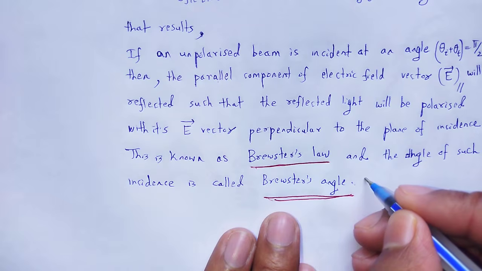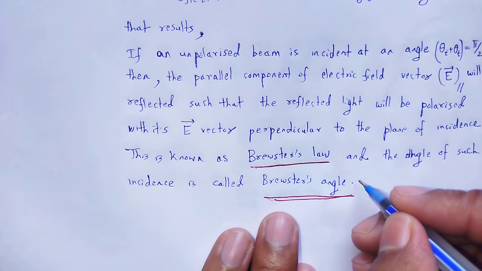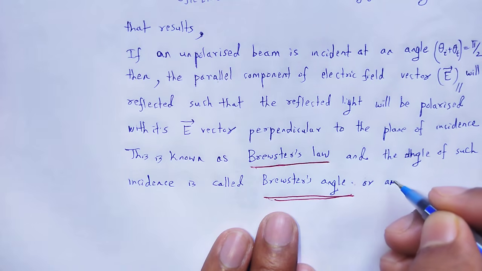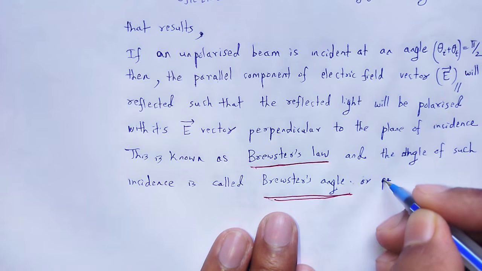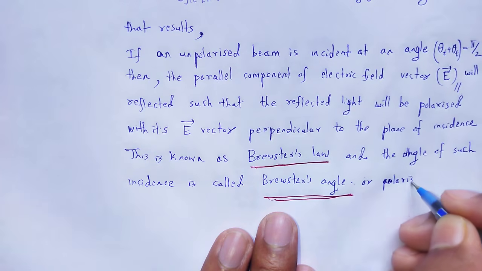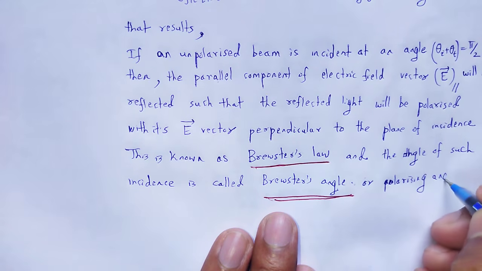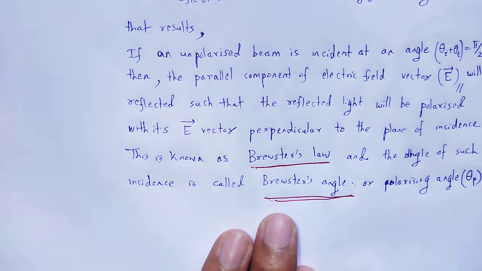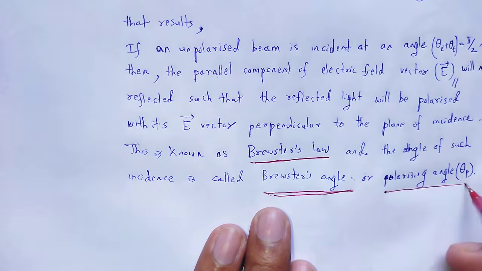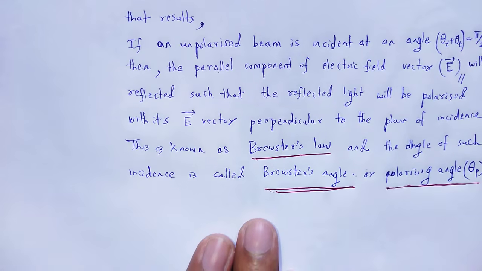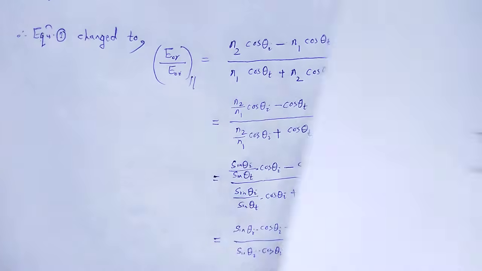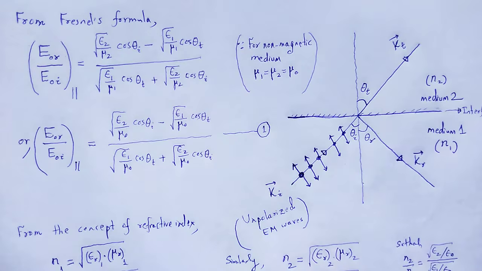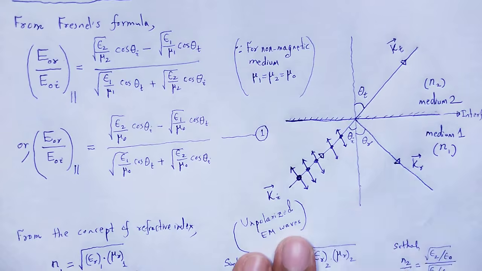Brewster's angle, or we can say angle of polarization, it is the polarizing angle, given by theta p. Come to our figure. This is unpolarized electromagnetic waves.